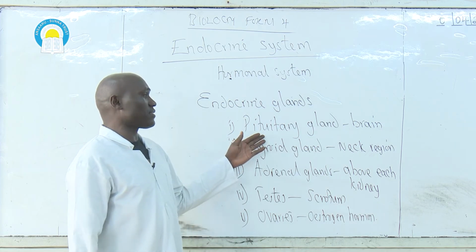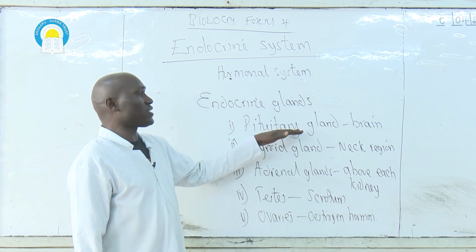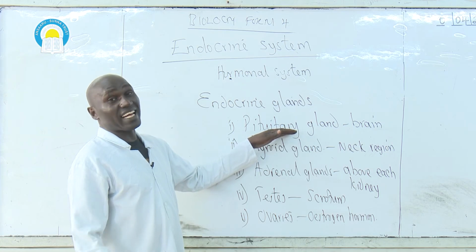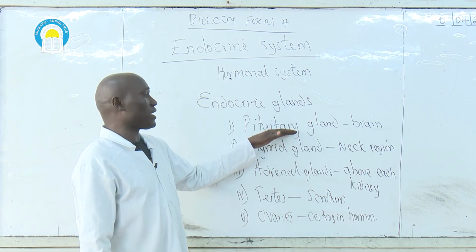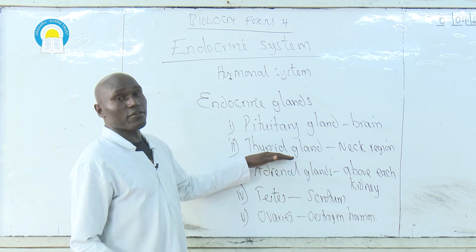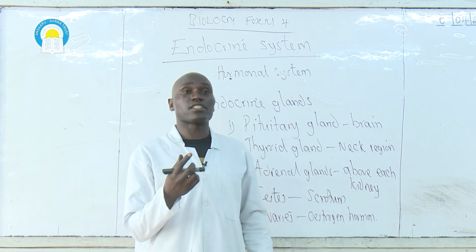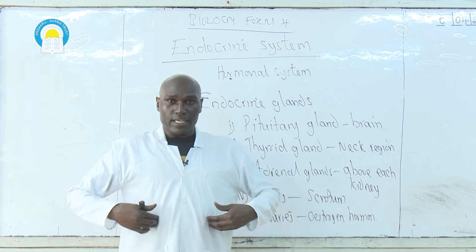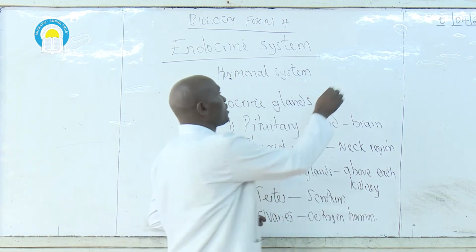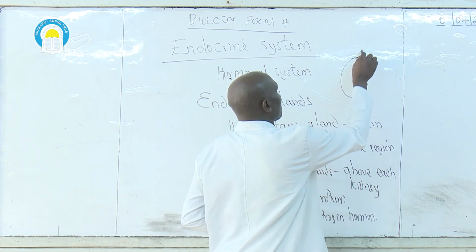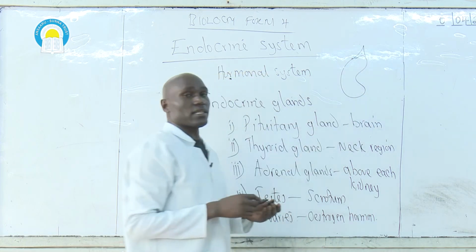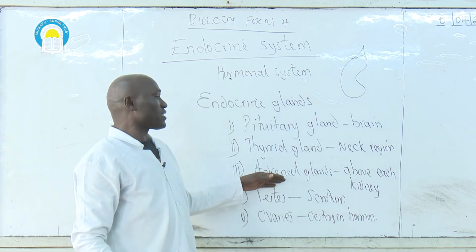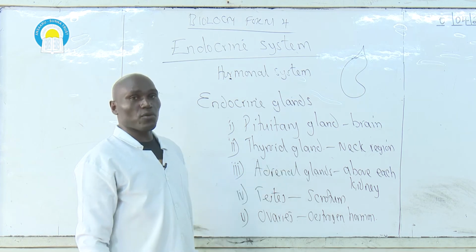The pituitary gland, in the brain, secretes thyroid stimulating hormone and other different types of hormones as well. The thyroid gland, found in the neck region, secretes thyroxine hormone. Adrenal glands: the kidneys are here, this is the diagram of the kidney. Above each kidney we have adrenal glands. The adrenal glands secrete adrenaline hormone.